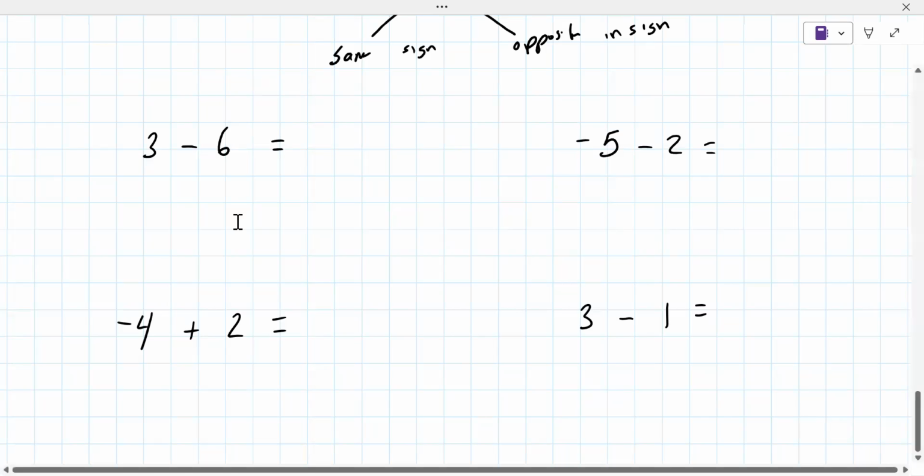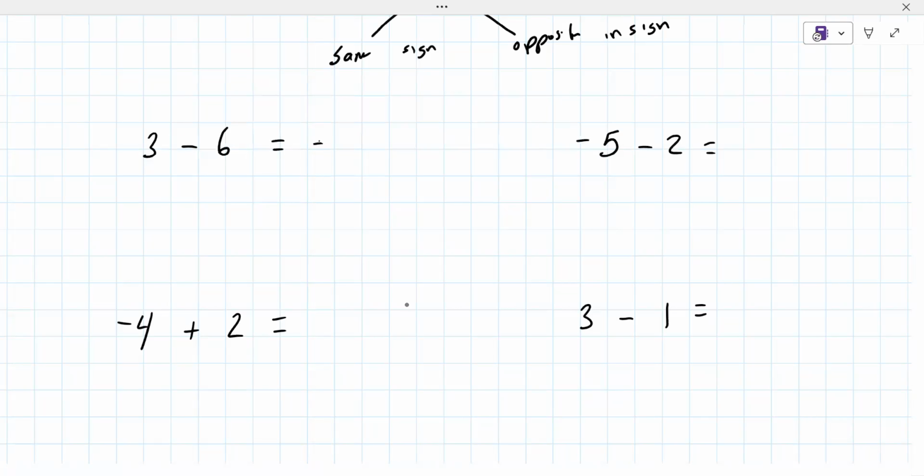I think I did them right. Give me your answers for each of them, please. For the first one, I got -3. For the second one, I got -6. For the third one, I got -3. And for the fourth one, I got 2.